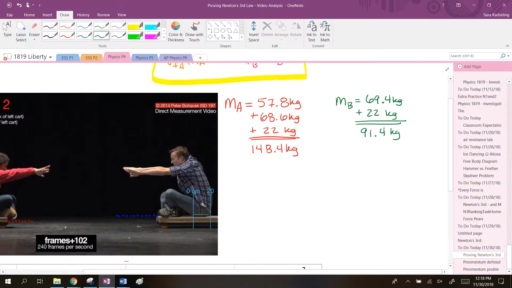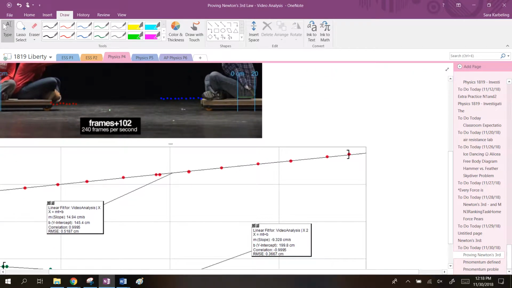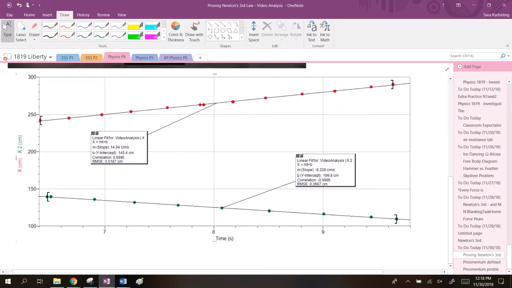Now I need to find the velocity, right? So the friendly reminder here is that the dots are going to lead us to a graph that looks something like this. So hopefully you got a graph that looks something like this, okay? A nice line for one and a nice line for the other.